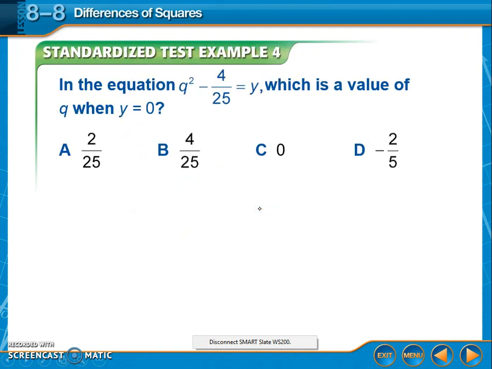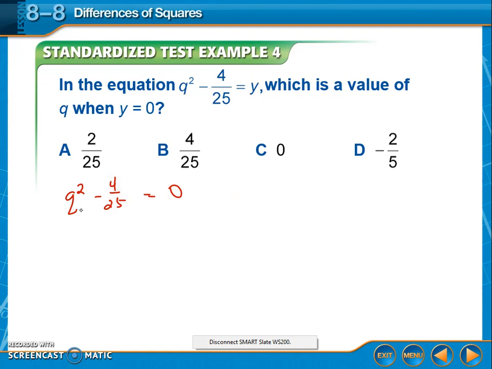Okay, example 4. In the equation, q squared minus 4 over 25 equals y, what is the value of q when y equals 0? So for this, we're just putting in 0. And we're going to solve this the way we've been solving other things. We want to factor, and then set each of the parts equal to 0. So we want to factor this.